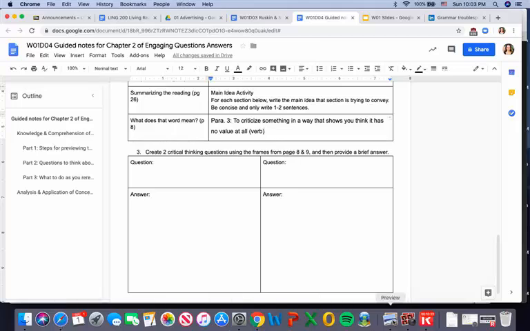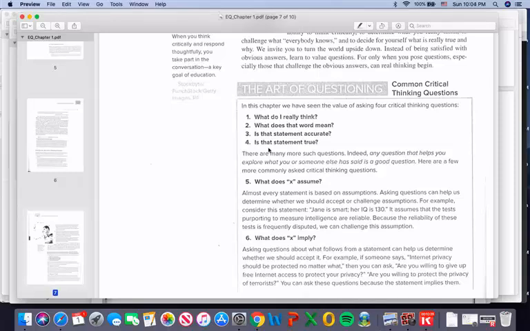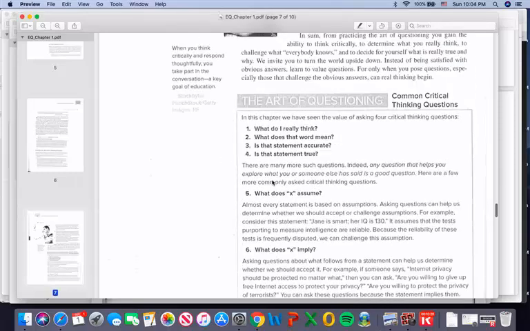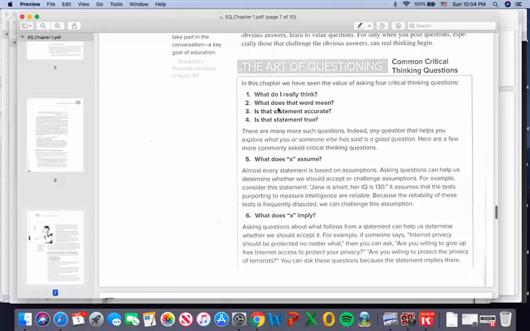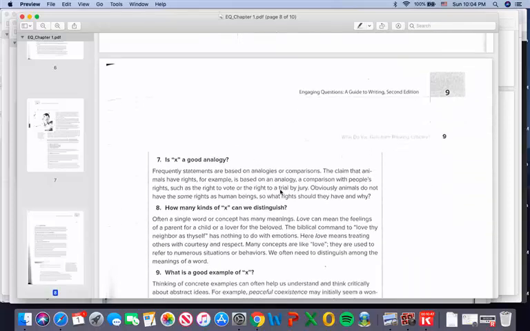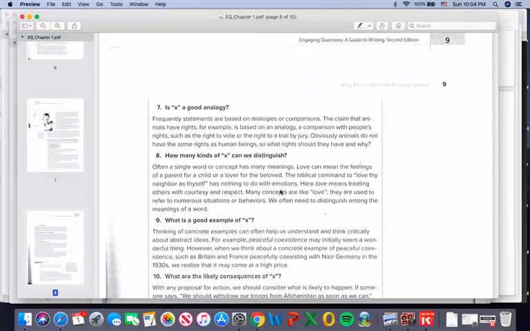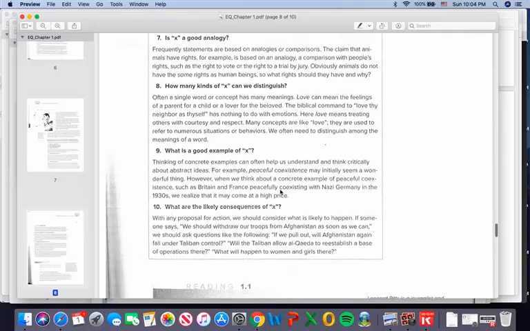You've got these questions from pages 8 and 9 in Engaging Questions, so you can use one of these. Question 1, what do I really think? 2, what does that word mean? Number 3, is that statement accurate? 4, is that statement true? What does X assume? What does X imply? Is X a good analogy? How many different kinds of X can we distinguish? What is a good example of X? What are the likely consequences of X?